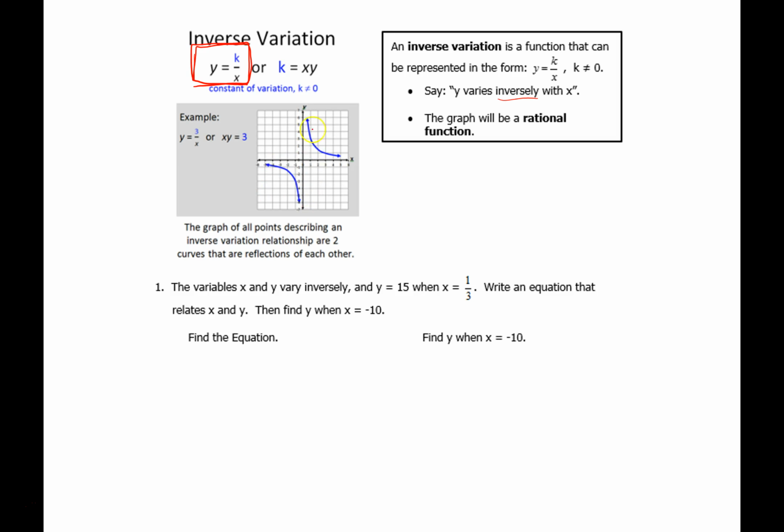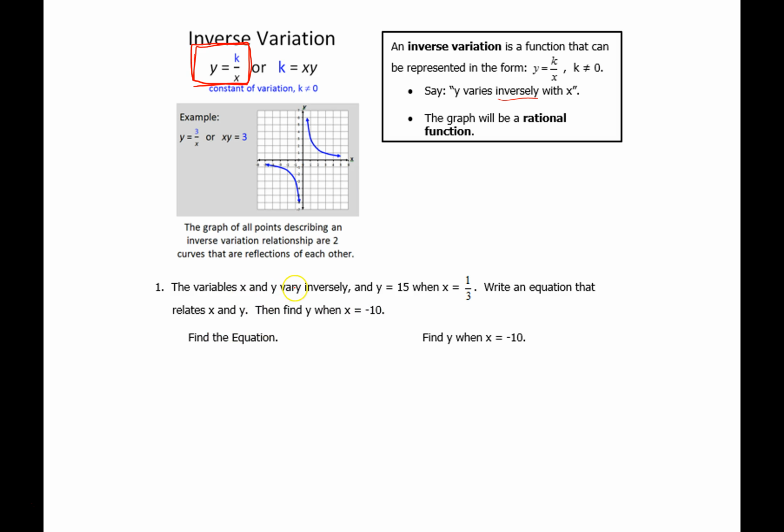We're going to have a graph that is a hyperbola. Okay, so notice also that this blue value up here, that's our constant of variation. So we're going to have to find that k value just like we were finding the constant of variation in the previous problems too. So let's set this one up. The variables x and y vary inversely, and y is equal to 15 when x is equal to 1/3.